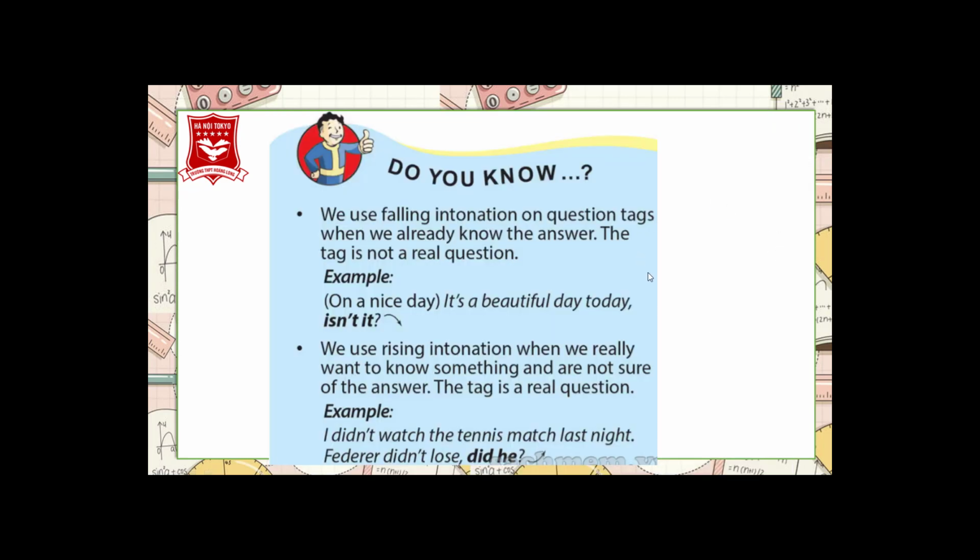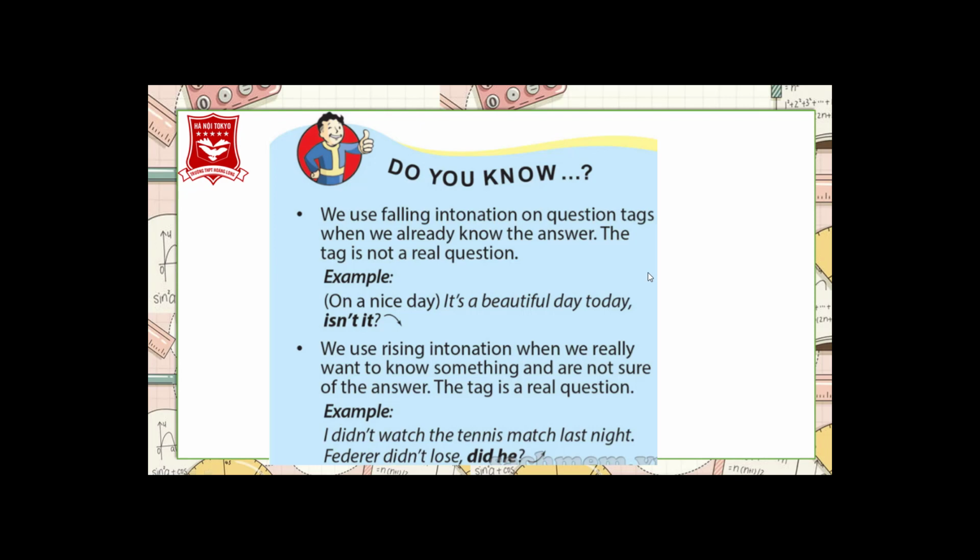So you can see that there are some sentences where we make a rising intonation, but there are some where we make falling. So why? The first thing, we use falling intonation on question tags when we already know the answer. The tag is not a real question. For example, on a nice day, you say, it's a beautiful day today, isn't it? So it's just a comment. It's not a question, right?